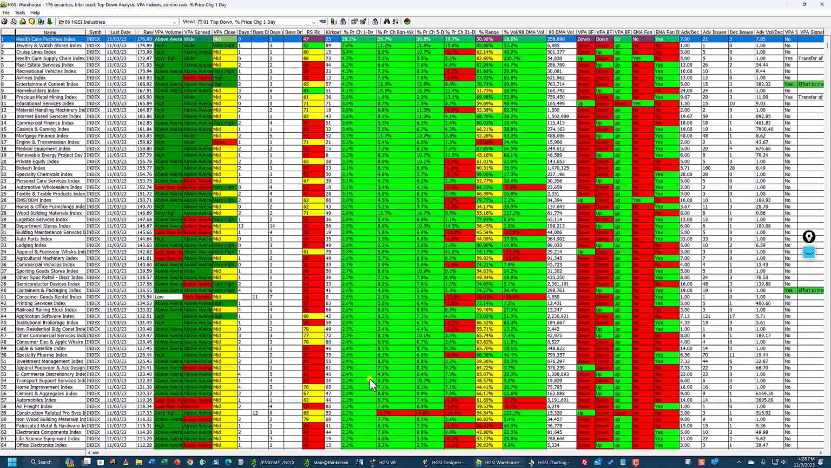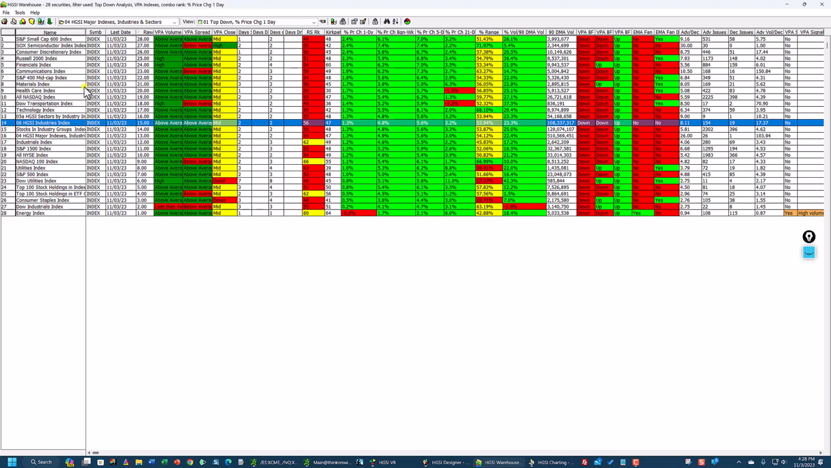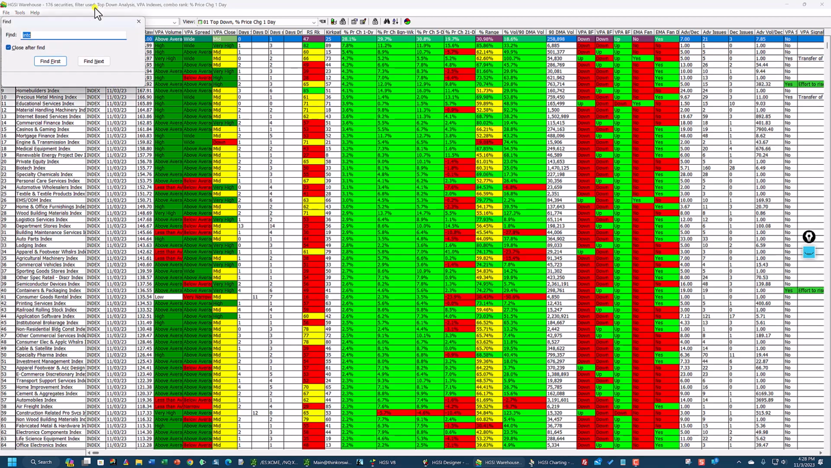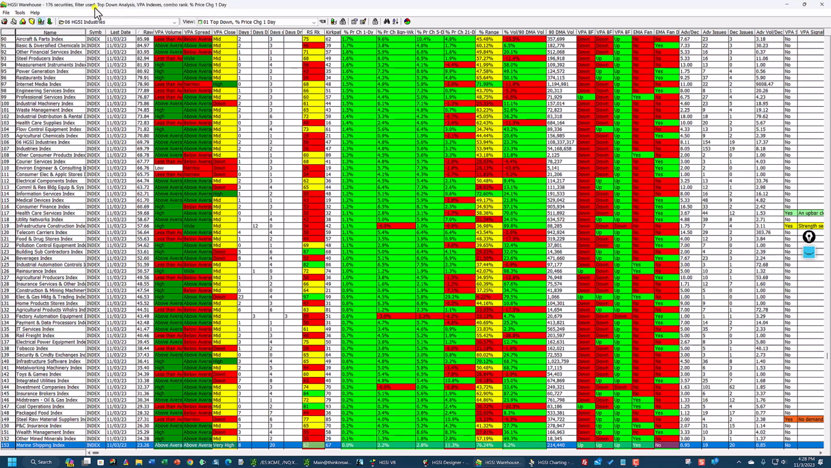So, well, a lot of these stocks are up for the day, but that really distorts everything. I want to go back here. What I want to find is marine shipping. I'm going to hit my space bar and type in marine and see if it'll go to it.